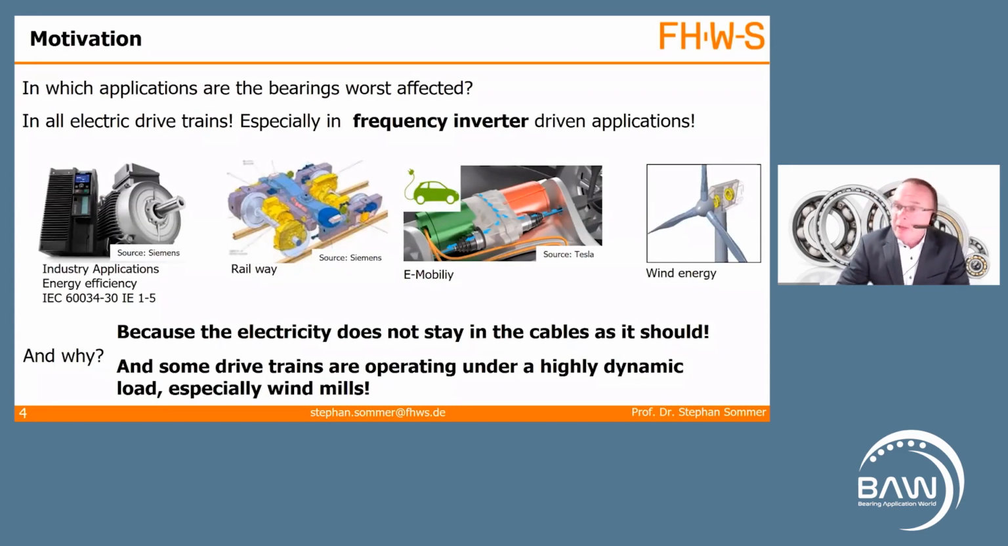Well, in which applications are the bearings worst affected? The answer is in all electric drivetrains, especially in frequency inverter-driven applications. This could be in industry applications with motors and frequency inverters, railways, e-mobility, and wind turbines. And why? Because the electricity does not stay in the cable as it should, and some drivetrains are operating under highly dynamic load, especially windmills.